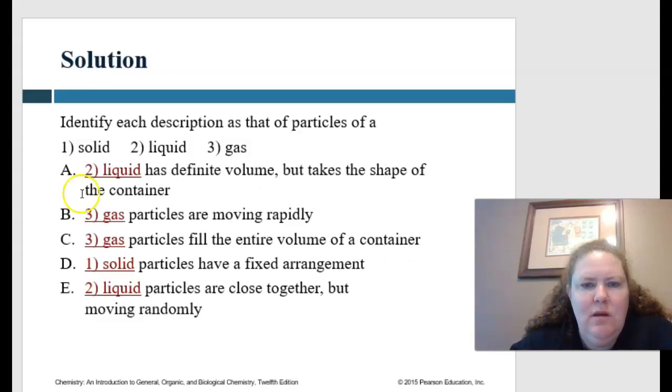Okay, so a liquid has a definite volume, but takes the shape of the container. Gas particles are moving rapidly. Gas particles fill the entire volume of a container. Solid particles have a fixed arrangement, and liquid particles are close together but moving randomly.